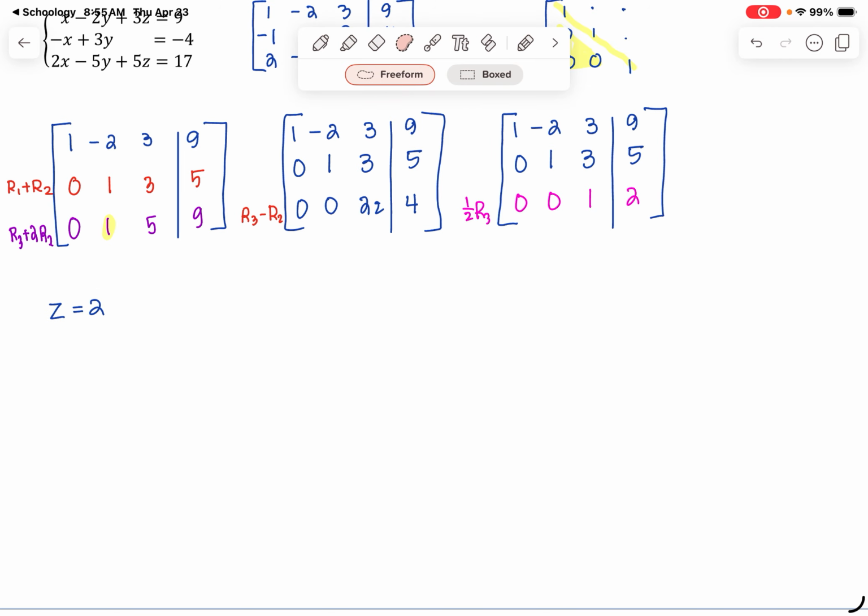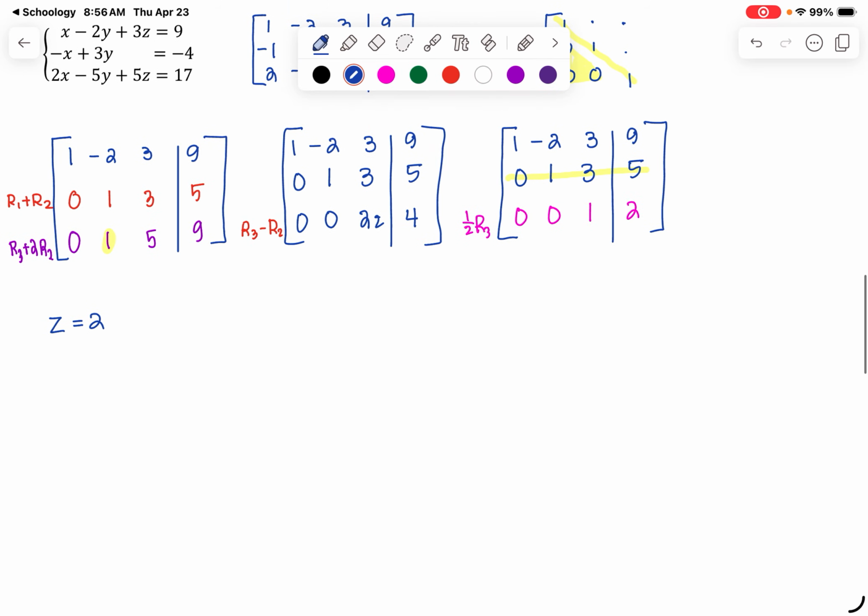All right, so now that I know z is equal to 2, I can replace that in this equation. This equation is 0x, which I don't need to write, plus 1y, so just y, plus 3z is equal to 5. And I know z is 2, so I can plug that in there. Y plus 6 is equal to 5, so y is equal to -1.